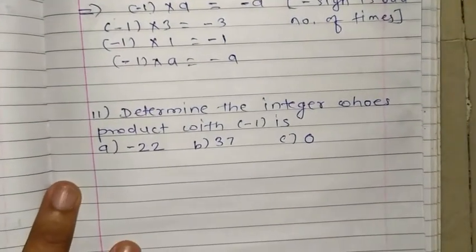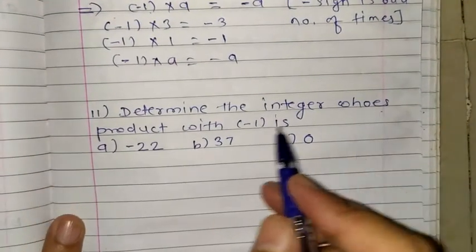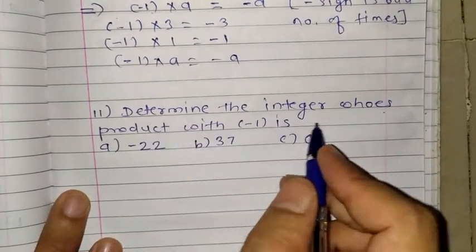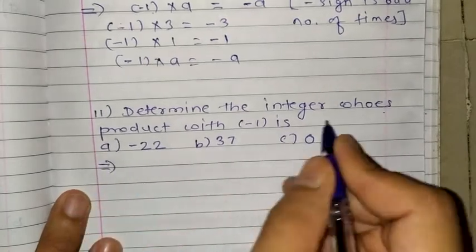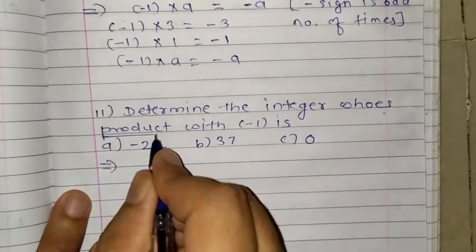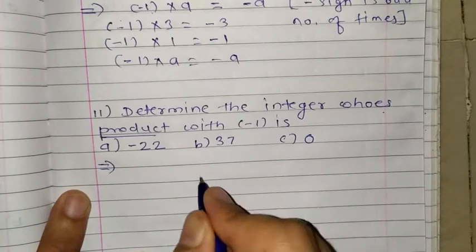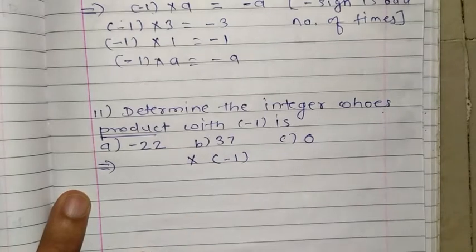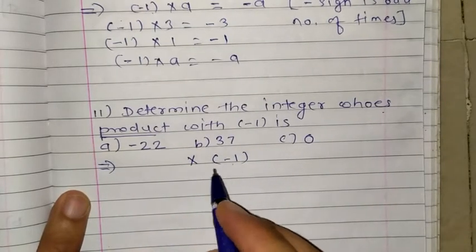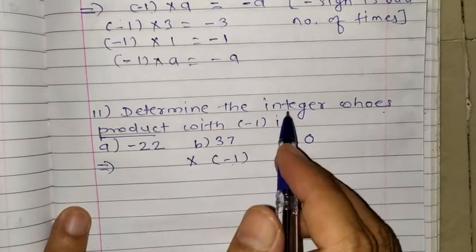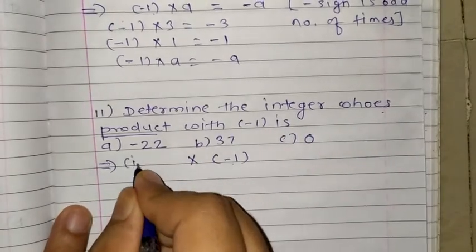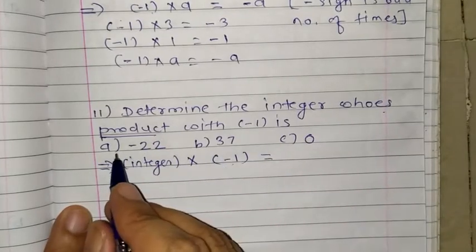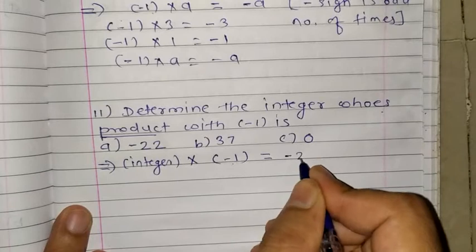Next question: determine the integer whose product with minus 1 is. Read the question carefully, this is quite a confusing question. Determine the integer whose product with minus 1. Up to this it's very clear, product with minus 1. Product with whom? Integer. So you write integer. And they have given the number, like a is minus 22. So you write it on the right hand side.